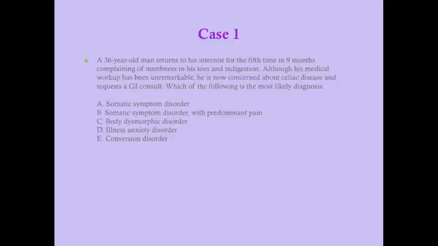A 36-year-old man returns to his internist for the 5th time in 9 months, complaining of numbness in his toes and indigestion. Although his medical workup has been unremarkable, he is now concerned about celiac disease and requests a GI consult. Which of the following is the most likely diagnosis? A, somatic symptom disorder, B, somatic symptom disorder with predominant pain, C, body dysmorphic disorder, D, illness anxiety disorder, or E, conversion disorder.